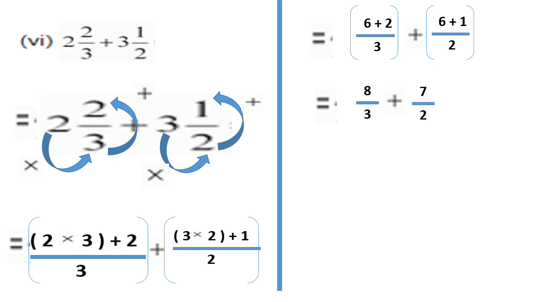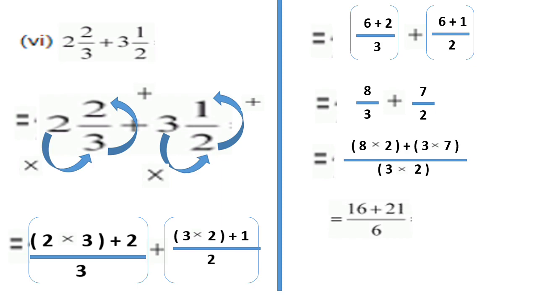Here comes our question. The first 3 to 4 questions are in this format. Here look at the denominators, 3 and 2, both are different. If the denominators are not in the same multiplication table, then you have to follow cross multiplication. The same formula you have to follow. What you will do? 8 into 2 plus 3 into 7 divided by 3 into 2. You have to write like this. 8 2s are 16 plus 3 7s are 21, by 3 2s are 6. Write like this.